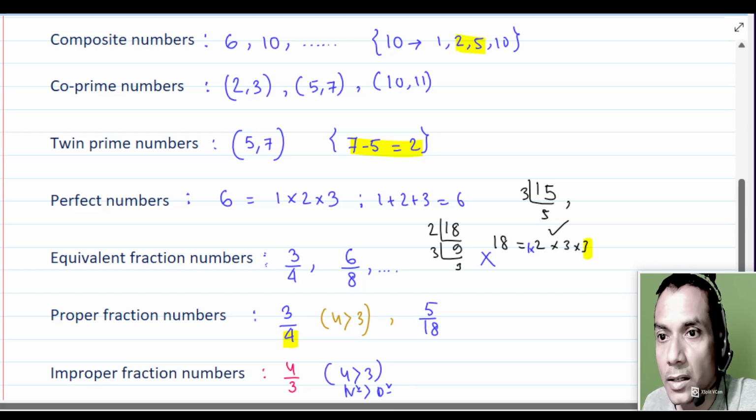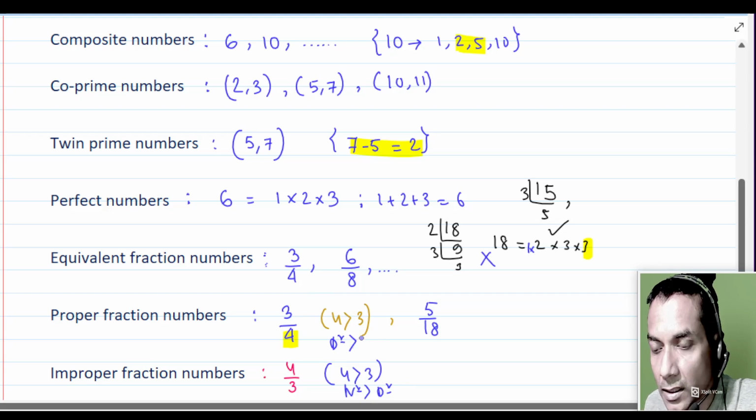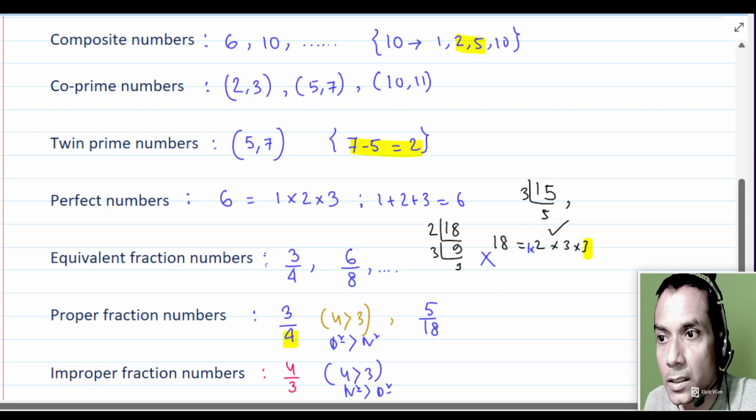Okay, next, in the proper fraction also, the denominator is greater than the numerator. Clear? For the proper fraction. Clear?